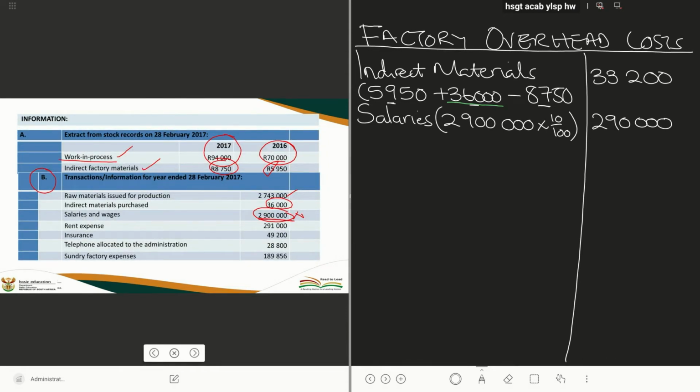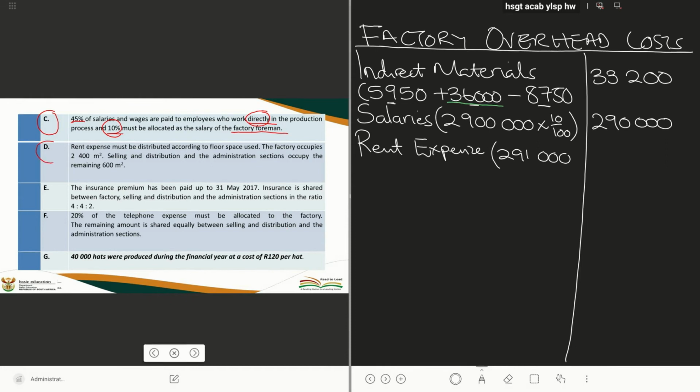The next information has to do now with rent expense. All right? And it says rent expense is 291,000. So I'm going to do my calculation here so that you don't lose it. Where is rent going in the first place? Does rent go into the production cost statement or in the factory overhead? Correct. It goes into your factory overhead. So I'm coming here to say rent expense, and I'm going to open my bracket. How much is it? 291,000. Let's see if they said something further.